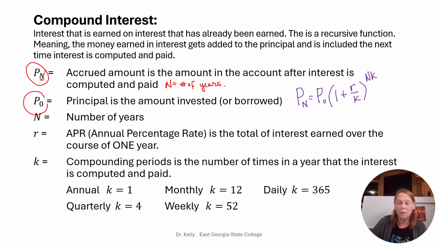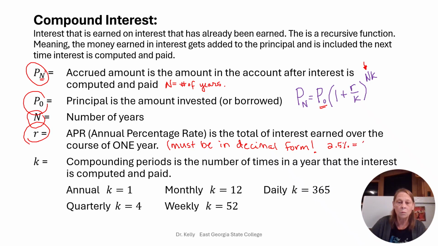P naught, just like with the simple interest, is the amount of money invested. n is the number of years that the money is invested for. r is the interest rate, which must be in decimal form. Right, so 2.5% is equal to 0.025. Just making that clear. Okay, it must be in decimal form.